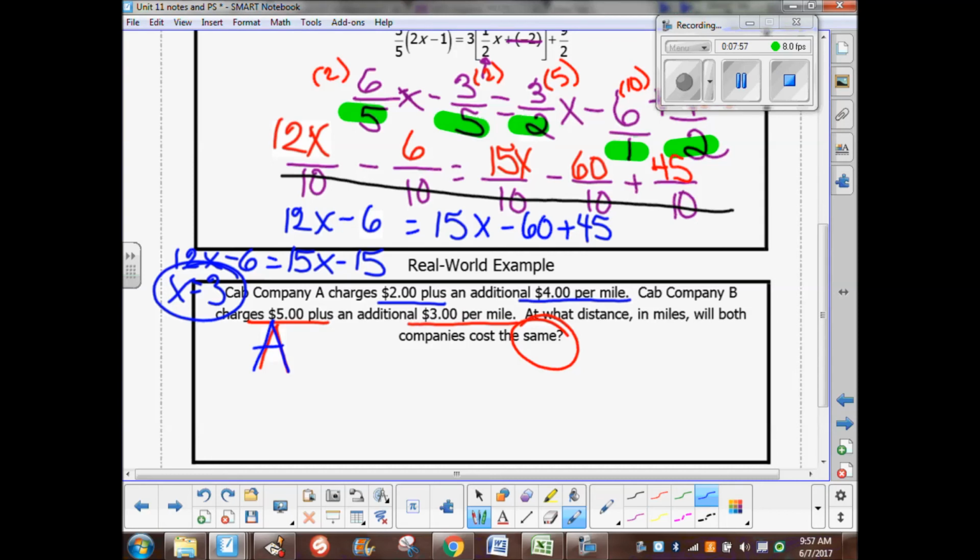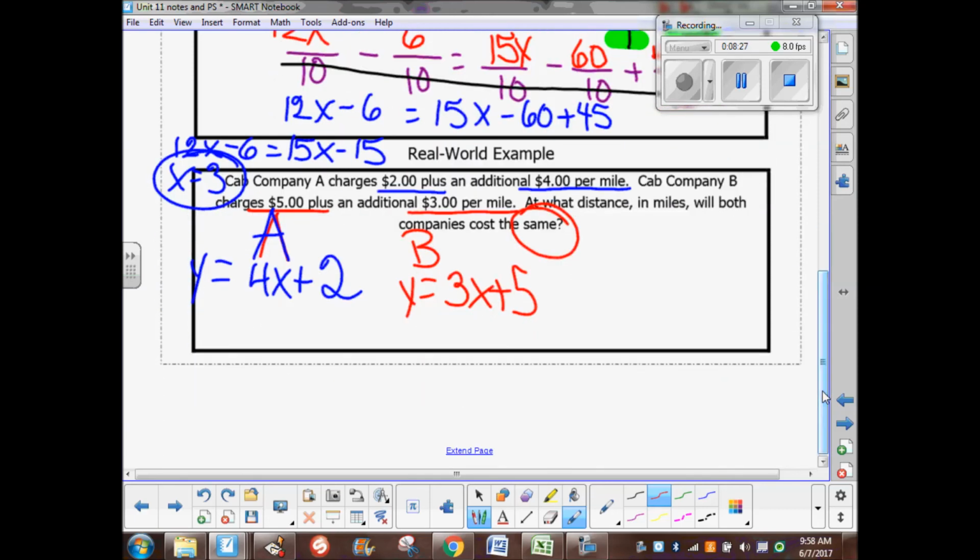Cab company A. Zach. It's going to be 4 because this is per mile. Uh-huh, the 4x plus 2. Yeah. Cab company A, y equals 4x plus 2. Cab company B, what's their one-time fee and then what's their rate? Okay, Sean, what do you got? 3x plus 5.